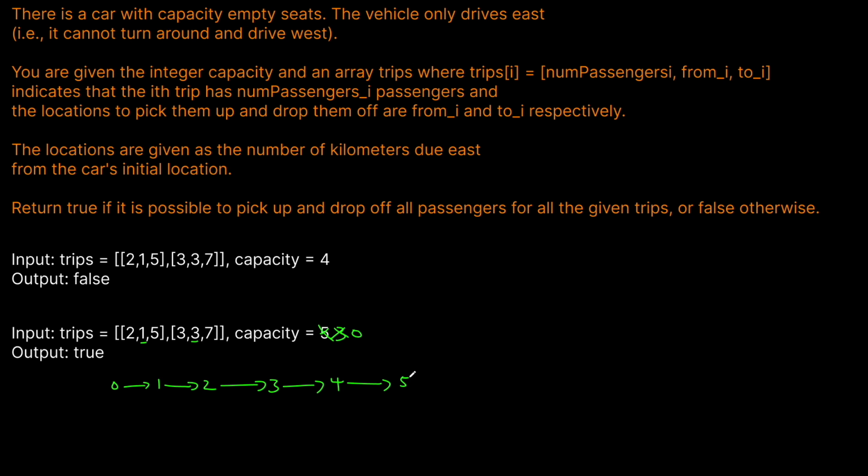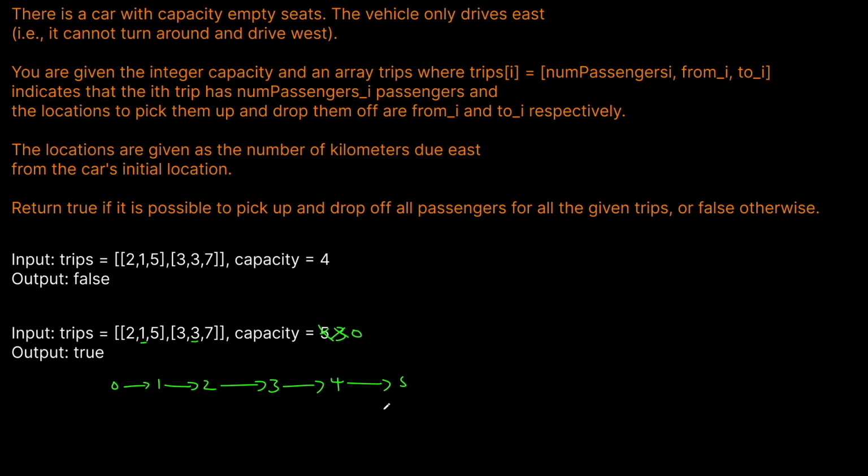We get to kilometer 5, which is where the first 2 need to get off, so we can increase our capacity by 2 because we've just freed up 2 capacity. We're going to drive to kilometer 6. No pickups or drop-offs happen here, so we continue driving. Then we get to kilometer 7, where these 3 get off. So now our capacity is back up to 5, and we have successfully picked up and dropped off everyone, which is why we return true here.